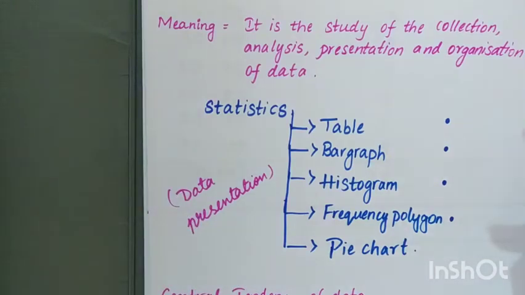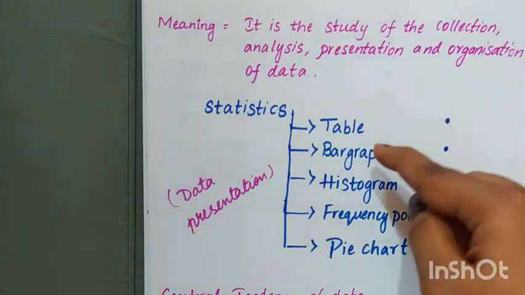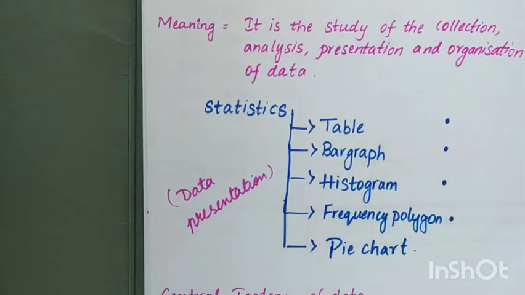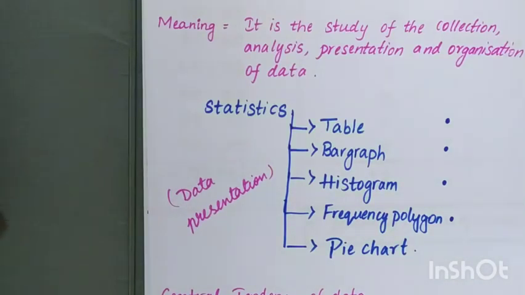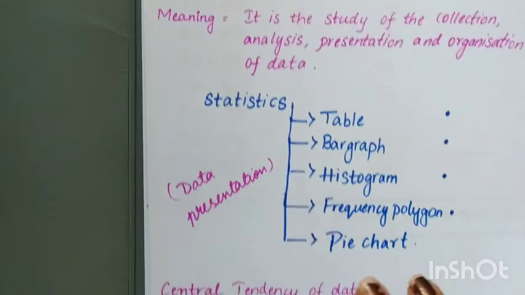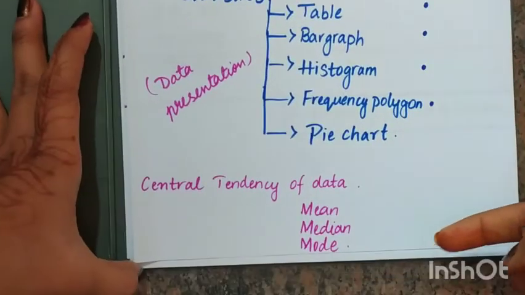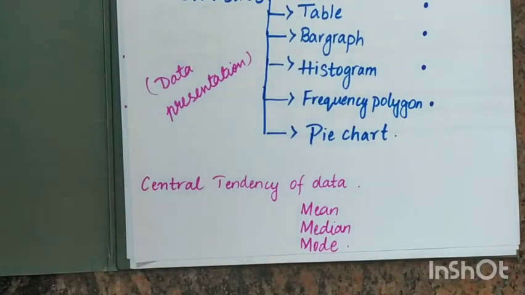Well, you will be learning only the table, bar graph, histogram and the frequency polygon, as this is for class 9 students. We will be learning these 4 topics in today's video. After we learn these things, we will learn about the central tendency of the data, which is mean, median and mode. You will be familiar with these topics, right? So we will be dealing with these topics also. So let's get started now.